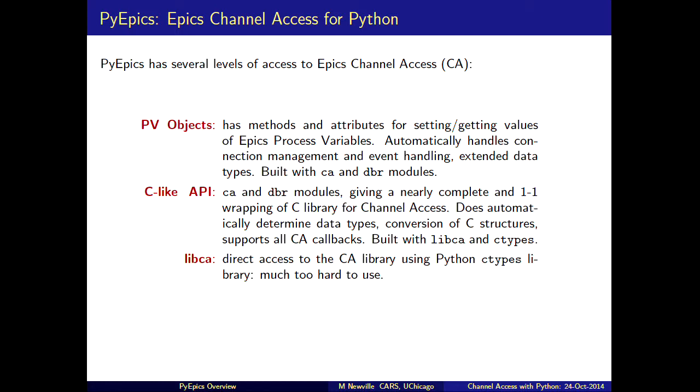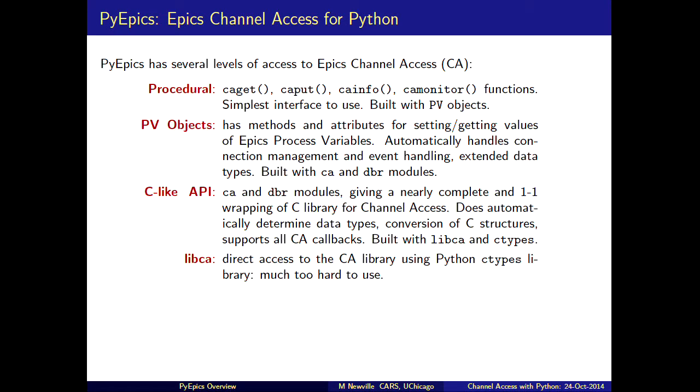And then finally, there is a simple procedural layer that just provides functions, CA get and CA put, and so on, that are built on top of PV objects. So this is the simplest interface to use. And these are then very much like the command line tools, CA get, CA put, CA monitor, and so on, that are useful from command lines. And you can use them inside of a Python script as well as the command line.